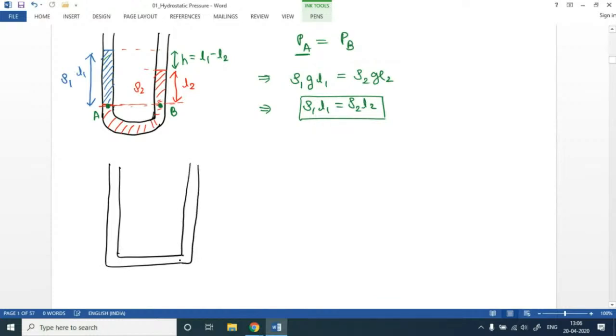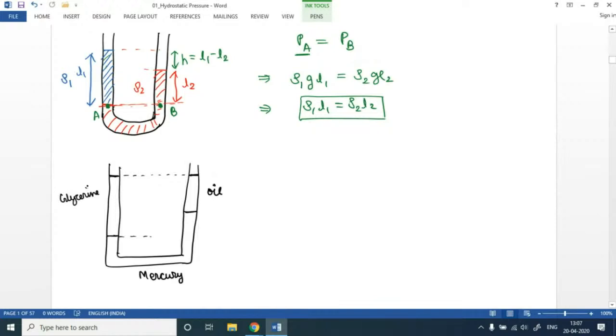This time in this problem, I will fill up three liquids. Let's say there was some mercury in it, and over the mercury there was some oil. So this is mercury, or Hg, and this is some oil which we have put in one limb, and in the other limb we are filling some glycerine, such that the height of the liquid column in both the limbs has become equal. Let's say this is glycerine.